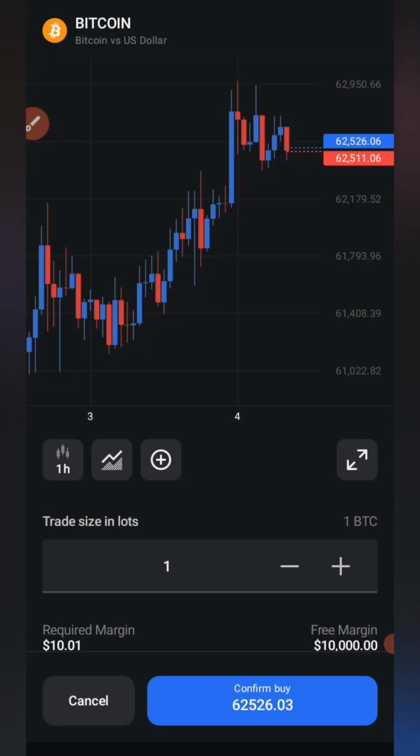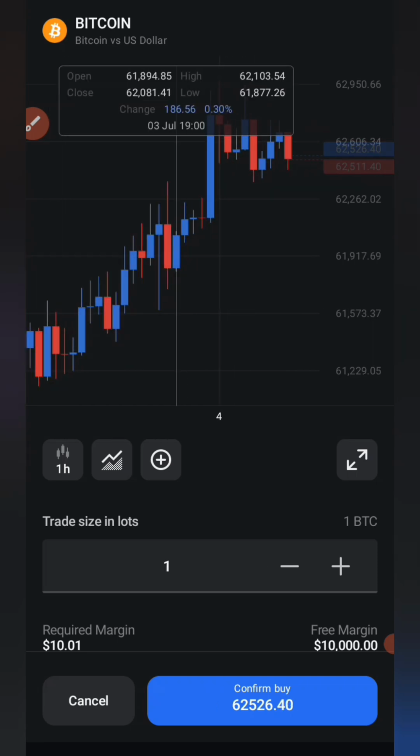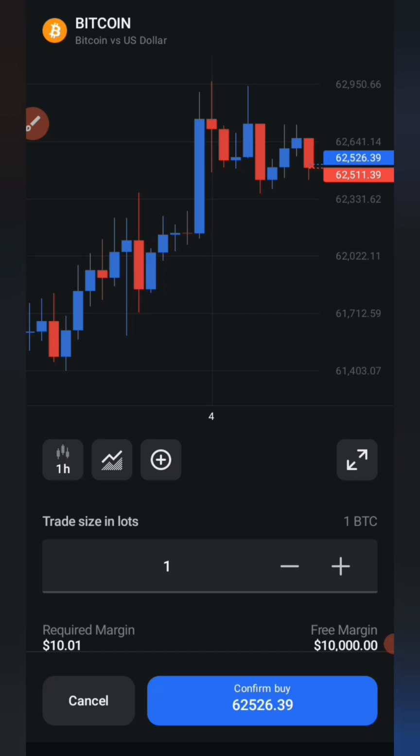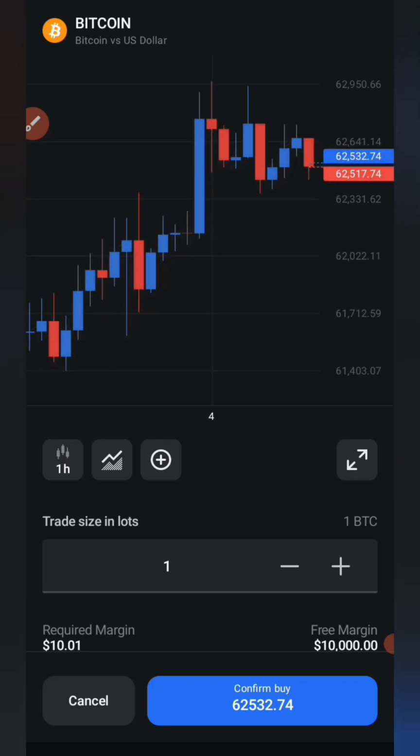This is a live chart of Bitcoin versus US dollar. As you can see, it is forming higher highs. Let me zoom in so that you can see higher highs, higher lows, higher highs, higher lows. Now on this app, as you can see, you can change the graph of these charts to form this graph, or you can change it to form candlesticks.